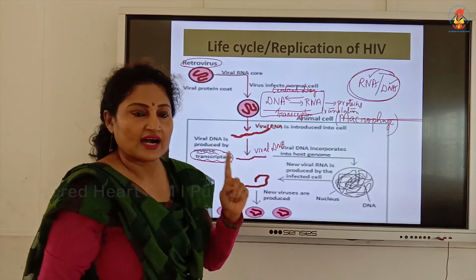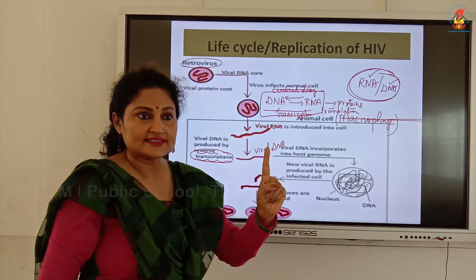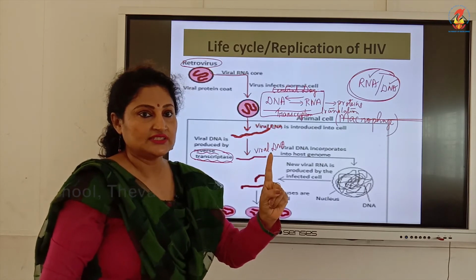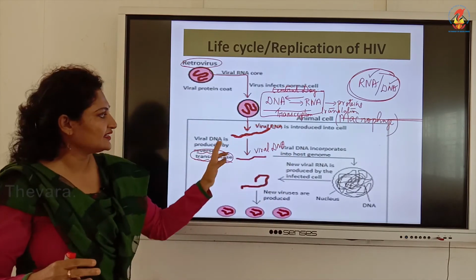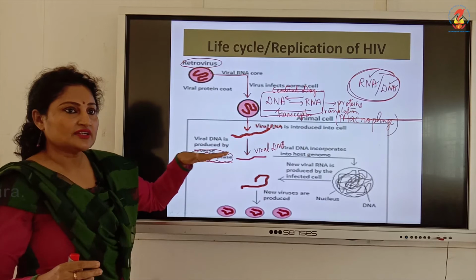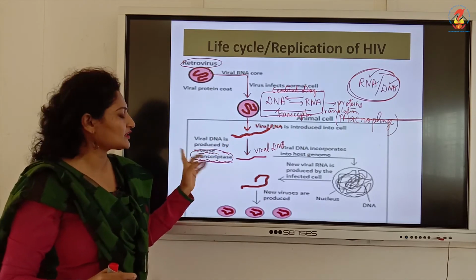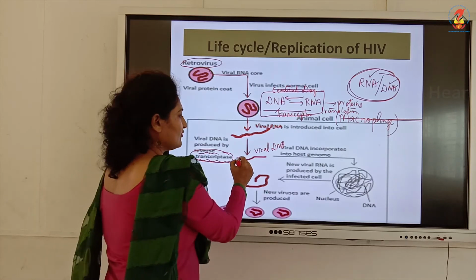So we got the viral DNA from the viral RNA, and we know the difference between RNA and DNA. RNA is single stranded, DNA is double stranded. RNA has what bases? AUGC. Here it is ATGC. So there are lots of differences between RNA and DNA. But here remember, it is not DNA to RNA, it's RNA to DNA. So definitely it's reverse transcription brought about by the enzyme reverse transcriptase. So this is the viral DNA.